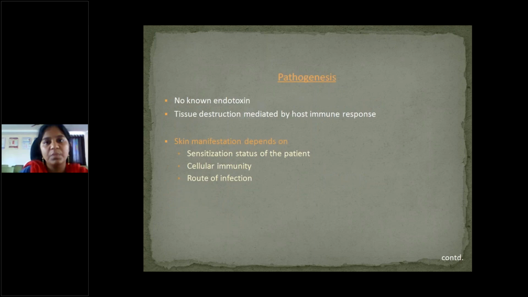So pathogenesis: there is no endotoxin released by the organism. There is only the tissue destruction, which is mediated by the host immune response. Skin manifestations depend upon three important things: the sensitization status of the patient, that is the vaccine which we get almost after birth, then cellular immunity, the immunological status of the patient, and routes of infection. So based on all these things, the skin manifestations, where it occurs, how long it occurs, and in what form it occurs, depend upon these three main points.